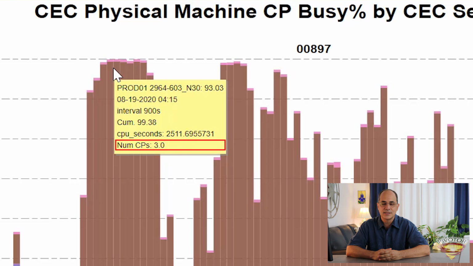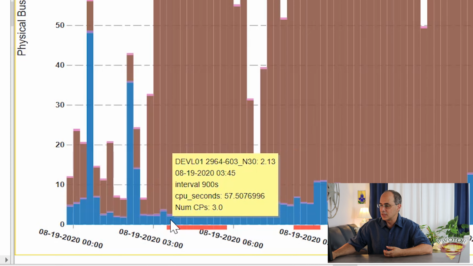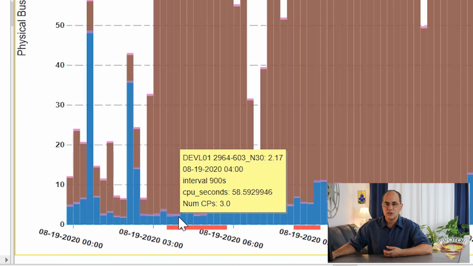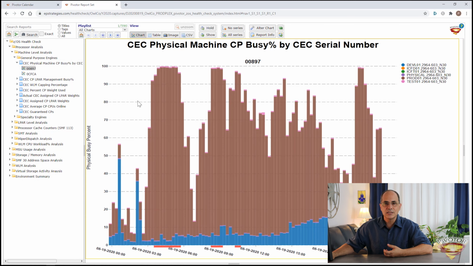The final line tells us that this machine is a three-way machine, because sometimes when we look at utilization, okay, I'm 100% utilized. 100% of what? Am I looking at a one-way machine, a three-way machine, a 10-way machine, a 30-way machine? I don't know, but now we know that this 100% utilization is of a three-way machine. If we go down to the bottom, we see here that the second LPAR, DevL, at that same period of time is using up 5.95% of the machine.